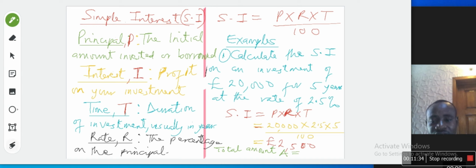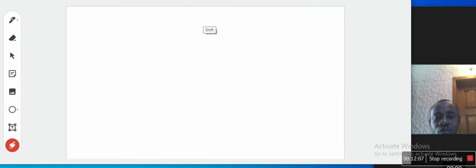Yes, you invested £20,000 and then you got this £2,500 as interest. So what will be the total amount you'll be given at the end of 5 years? Yes, what you invested plus your interest. So what's the formula connecting total amount with all of that? Sorry, let me write it on the next page. Principal plus interest, that's correct. So total amount will be principal plus interest.